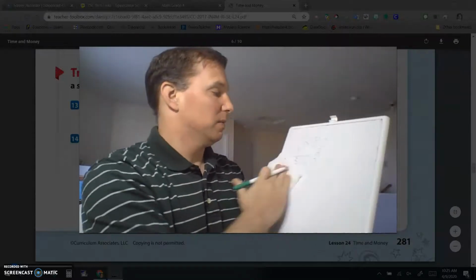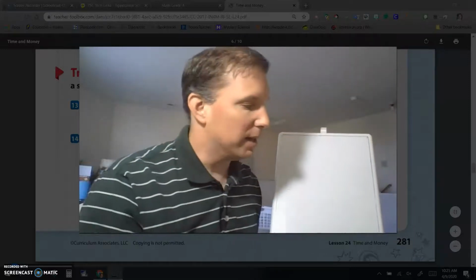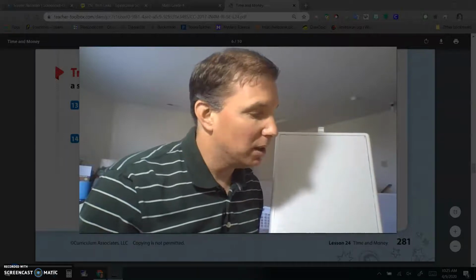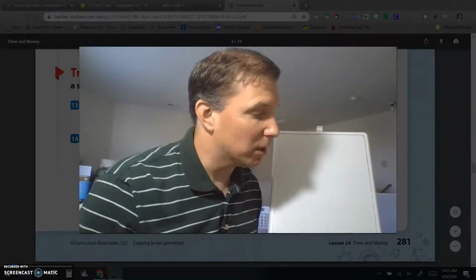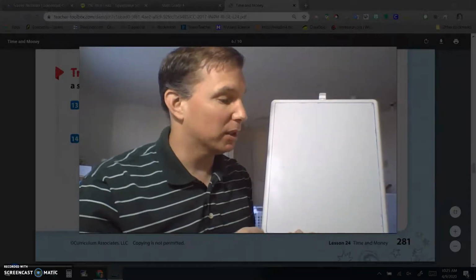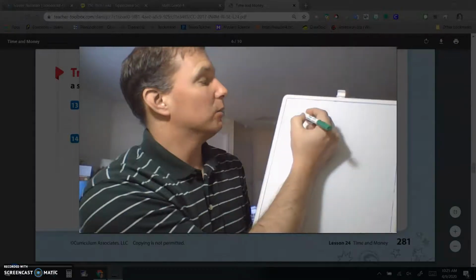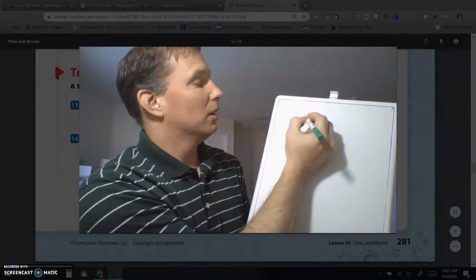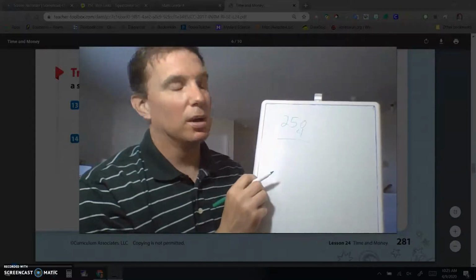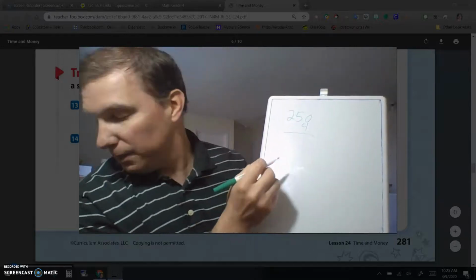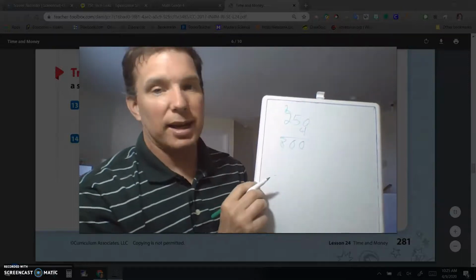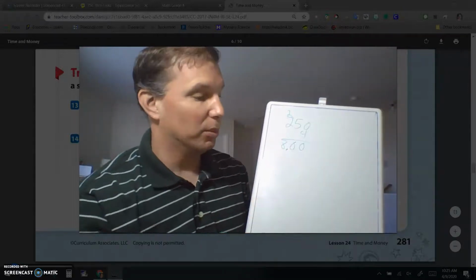Now number 14. Keisha bought 4 books and 2 bookmarks at the library book sale. Each book cost $2.50. Each bookmark cost $1.95. She paid with a 20. How much change? So we first have to add up 4 books. Each book cost $2.50. So we need to multiply 250 times 4. I just converted that into cents rather than dollars. And we get 800 or $8 worth of books.